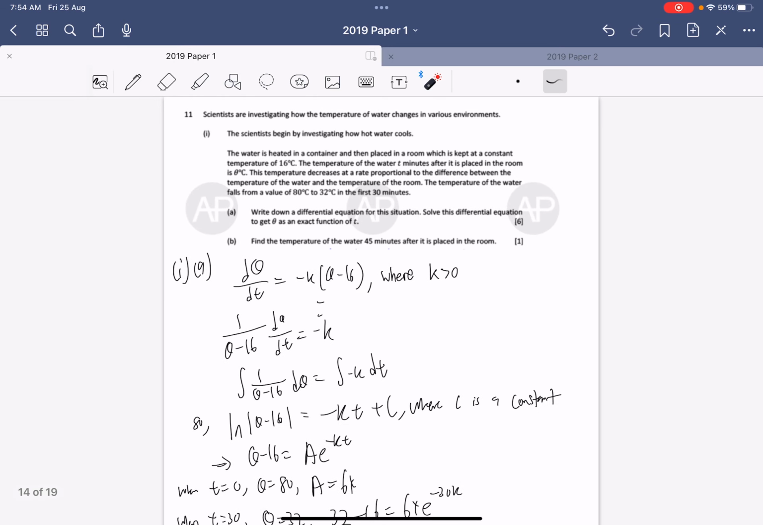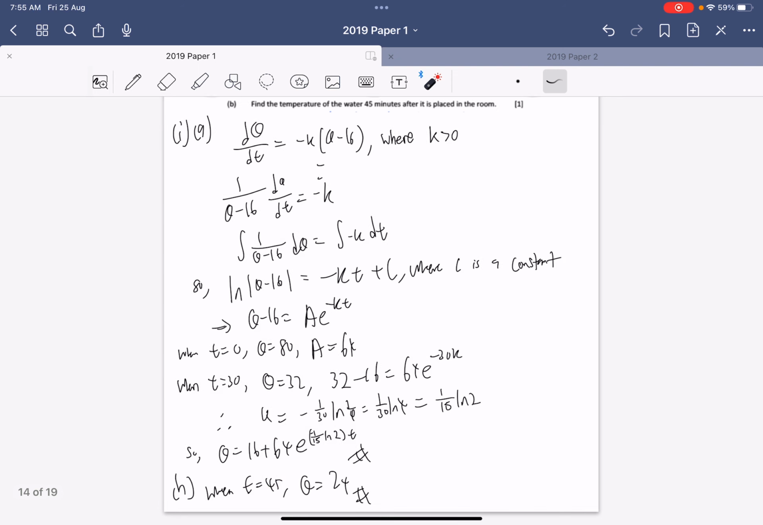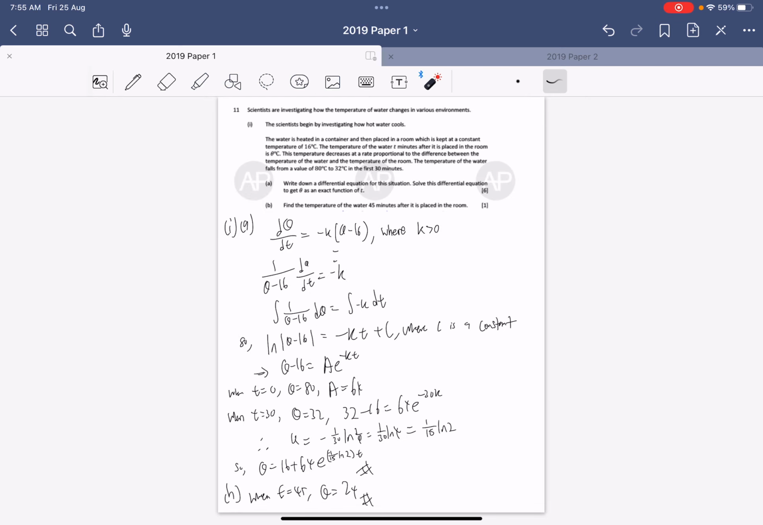And with that, now you want to find the temperature of the water at 45 minutes. So you just sub t as 45 over here, and you'll be able to see that theta equals 24. So I hope this is clear, and we can move on with the question.